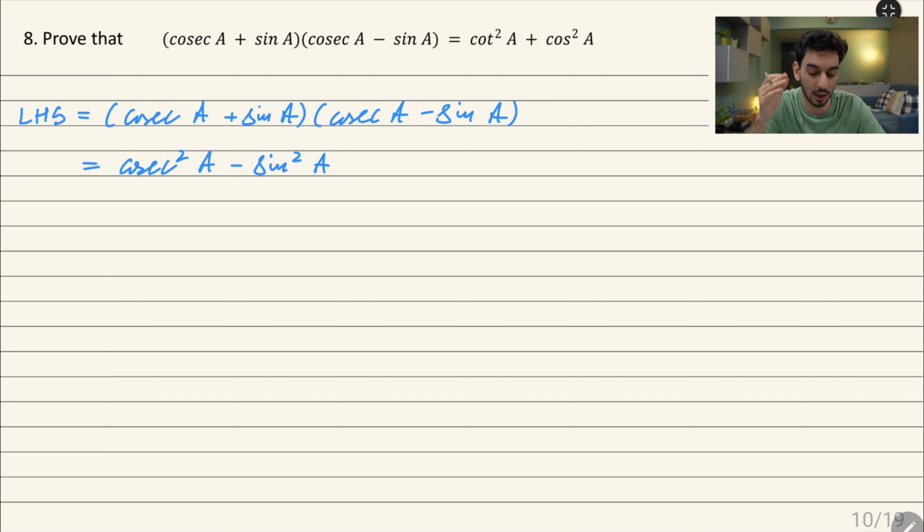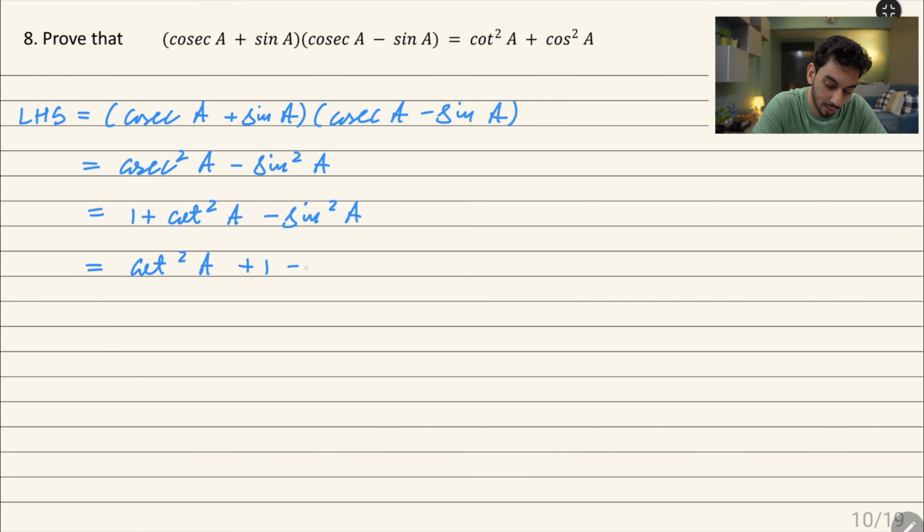Now cosec square A minus sine square A looks really good to me because I know cosec square A can be written as 1 plus cot square A. So instead of cosec square, I'll write 1 plus cot square A minus the sine square A. I would just rearrange this and write it as cot square A plus 1 minus sine square A. So cot square A remains as it is. 1 minus sine square A we all know is cos square A. So I'll write cos square A, and that is it. That's my answer. Very easy.